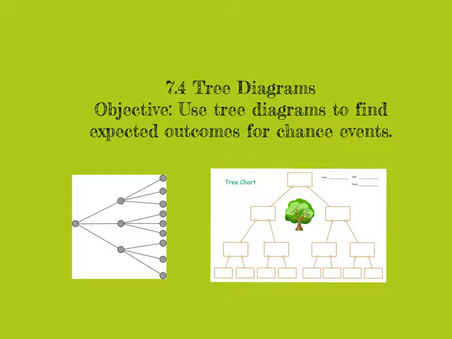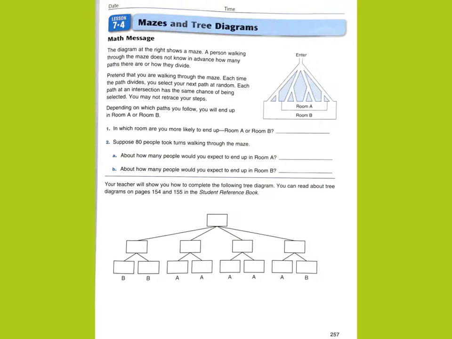Today's lesson is 7.4 and we're talking all about tree diagrams. Our goal is to use tree diagrams to find expected outcomes for chance events. Below you see two examples of tree diagrams, just to show you that they can be tilted to the side or they can be up and down. They can look different ways and still be a tree diagram.